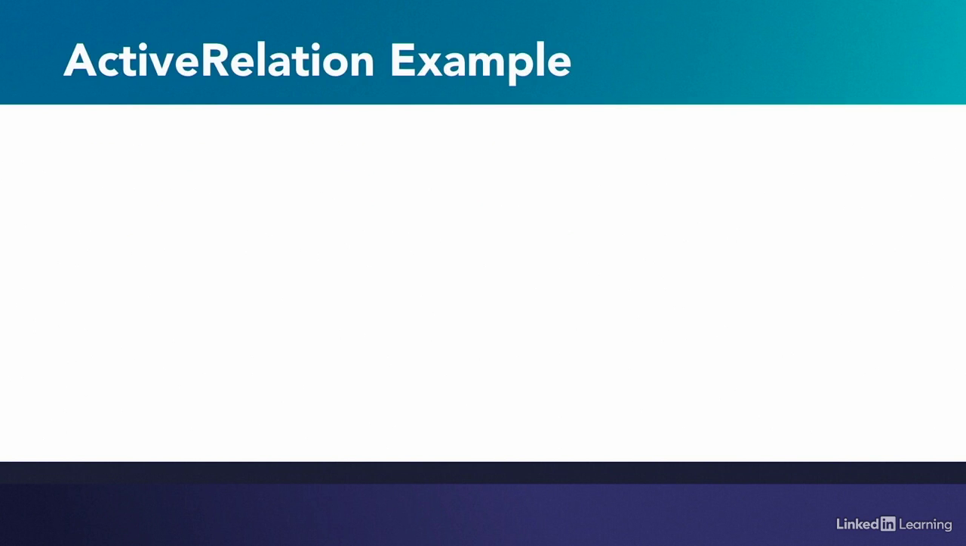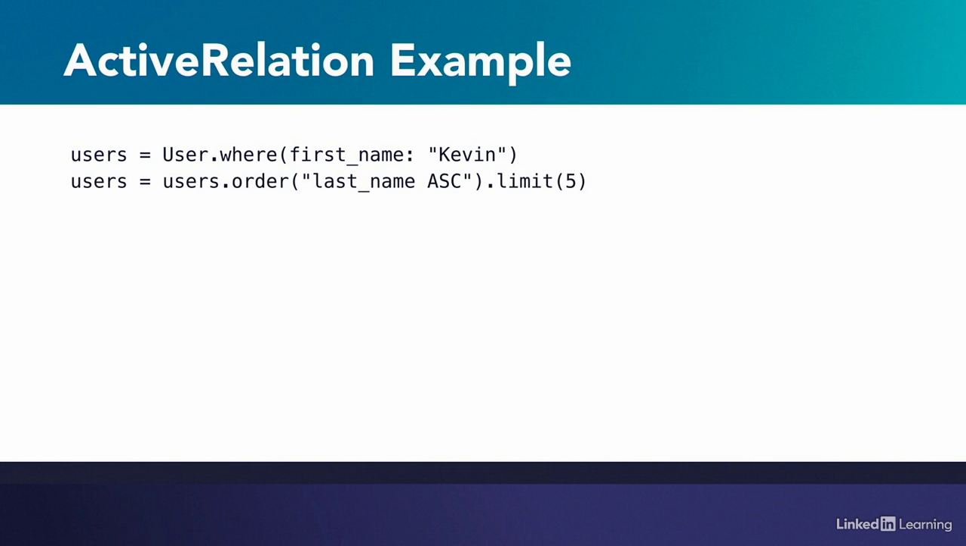Here I have users as a variable that I'm setting equal to the user class, and I'm calling the where method on it. That's going to perform a find on the table. So it'll go out to the database table and it'll find all of the records in the users table where the first name column has a value equal to Kevin. Now this is an example of an active relation query, and you may be surprised to realize that it doesn't actually go to the database right away and try and find those records. Instead, we have the ability to chain more queries on top of it.